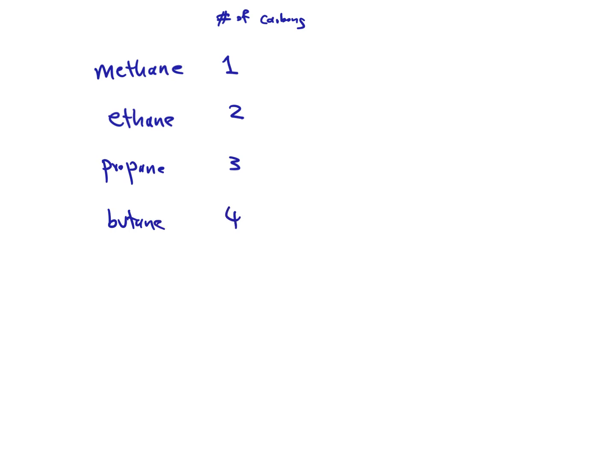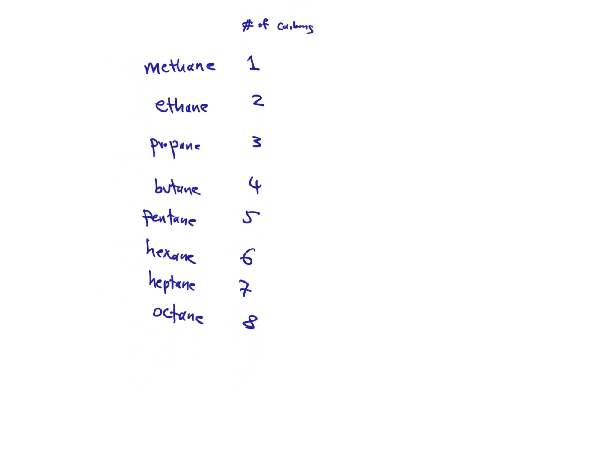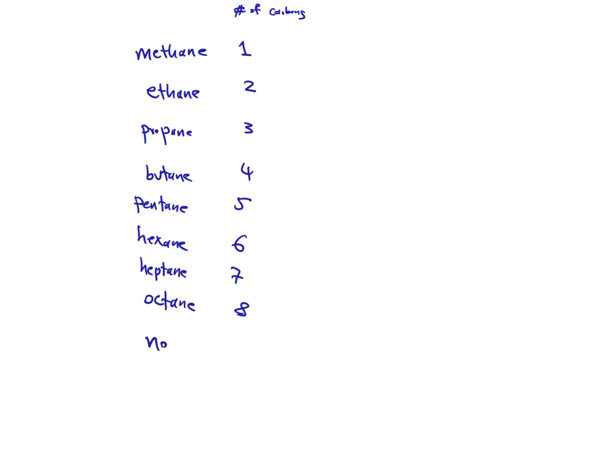Anyway, you should remember that methane has 1 carbon, the number of carbons. Ethane has 2 carbons. Propane has 3. Butane has 4. Pentane has 5. Hexane 6. Heptane 7. Octane. It becomes messier and messier as I get to the bottom of this page. And then nonane is 9. Decane is 10.